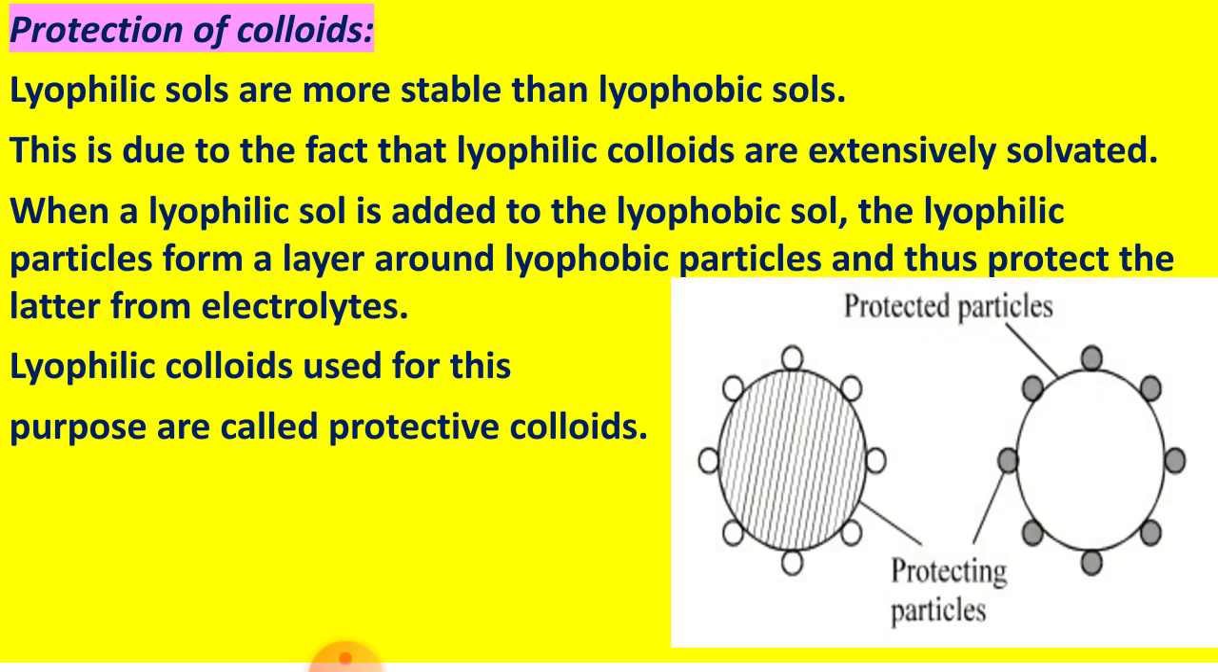Now look at the diagram. Here the big circle denotes the lyophobic colloid particle that is being protected, and the small circles around the big circle denote the lyophilic colloids, that is the protecting colloids. In this way the lyophilic sol protects the lyophobic sol.